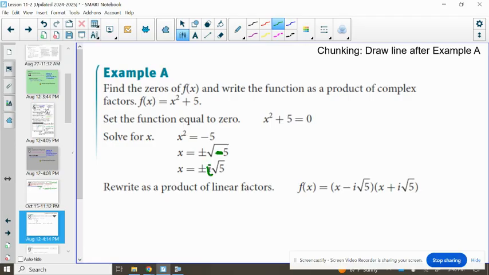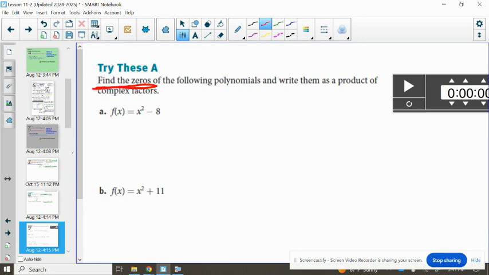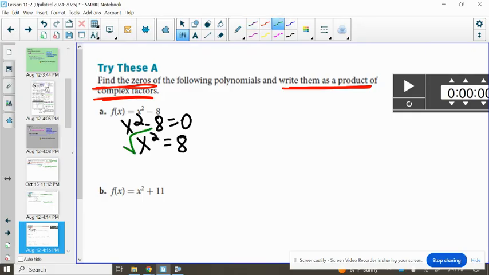And again, notice the instructions this time want us to write the function as a product of complex factors, aka you want that final answer in a factored form versus just writing out the zeros. It wants a certain notation. So this time it's basically asking us to do two things. Find the zeros and write them as a product of the complex factors. So for instance, this first one, we have x squared minus 8 equals 0. In this case, add over the 8, and when we square root, we would have x equals plus or minus the square root of 8.